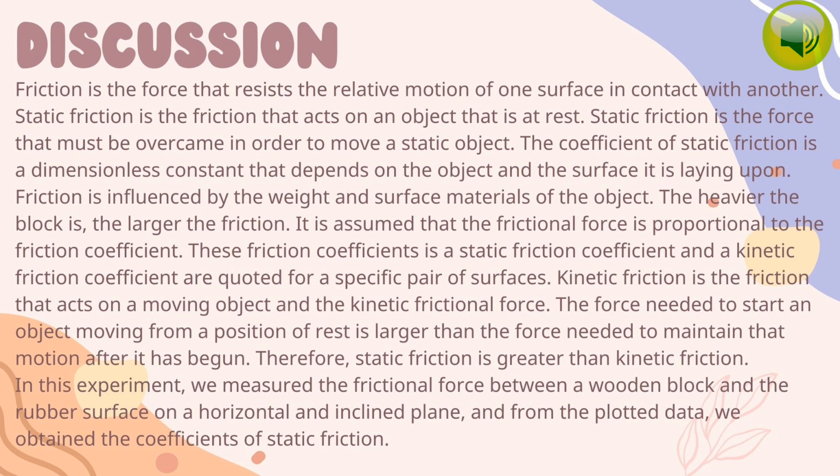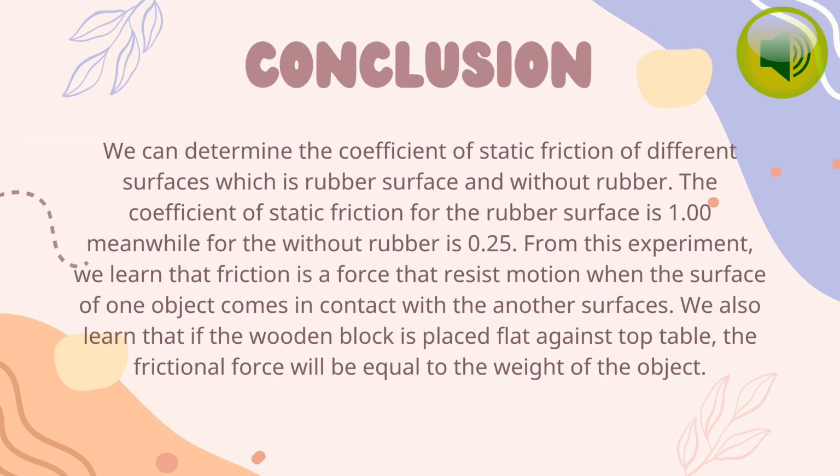In this experiment, we measured the frictional force between a wooden block and the rubber surface on a horizontal and inclined plane. And from the plotted data, we obtained the coefficient of static friction. The last one is the conclusion. We can determine the coefficient of static friction of different surfaces, which are the rubber surface and without rubber. The coefficient of static friction for the rubber surface is 1. Meanwhile, for without rubber it is 0.25.